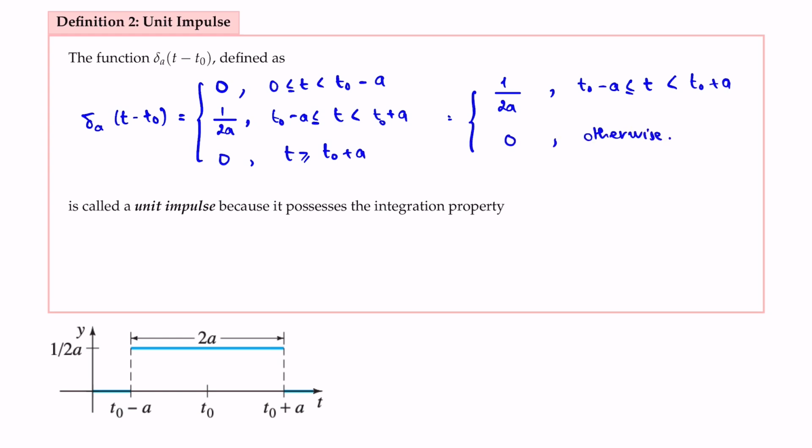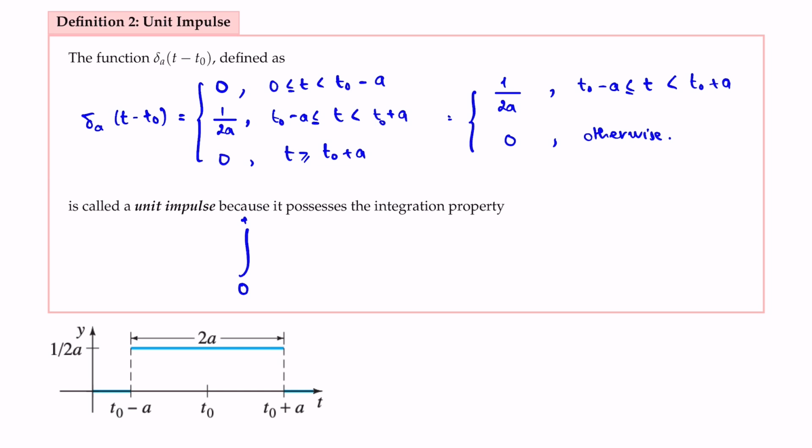This is called a unit impulse because it possesses the integration property. This is a very important assumption: the improper integral of the delta function, the unit impulse function, is equal to 1.